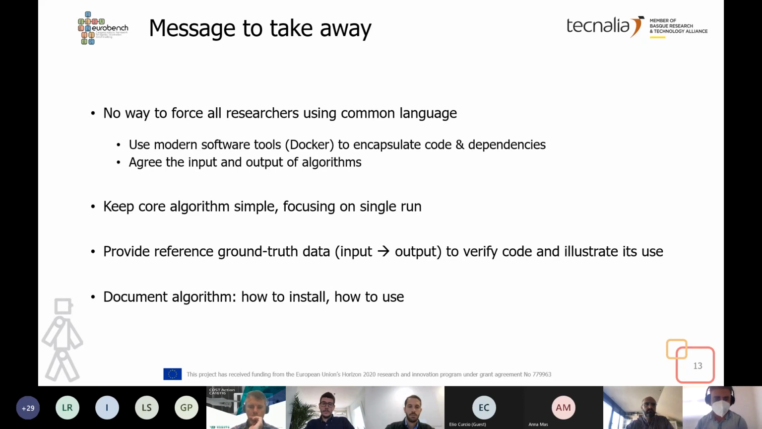This is good for maintaining, for if you want to dig into the source code, you will understand it better, and everything is less subject to errors. Provide this ground truth data. It will serve not only to test the algorithms you are downloading, but if you do modifications on it, it will allow you to verify that everything is as it was, and you haven't touched anything important. And for sure, document everything: how to install it, how to use it, and other things you consider good for other people to know to use your algorithm.